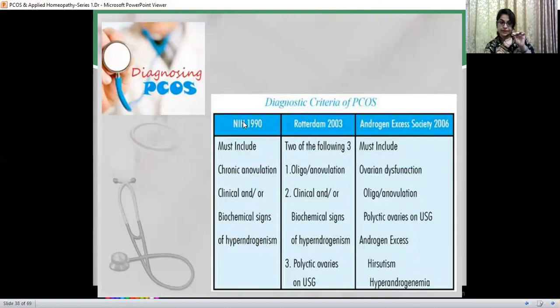So this is the diagnostic criteria of PCOS. NIH 1990 must include chronic anovulation and clinical and/or biochemical signs of hyperandrogenism. In Rotterdam 2003, two of the three following must be present: oligo-anovulation, clinical and/or biochemical signs of hyperandrogenism, or polycystic ovaries on USG. Androgen Excess Society 2006 must include ovarian dysfunction or oligo-anovulation, polycystic ovaries on USG, androgen excess, hirsutism, hyperandrogenism. This was the diagnostic criteria, but they have not mentioned insulin resistance.